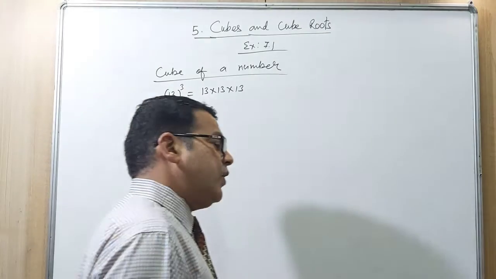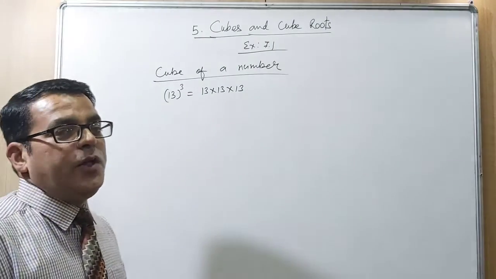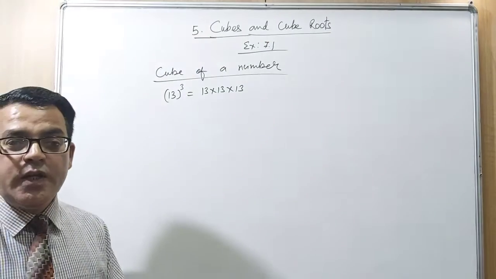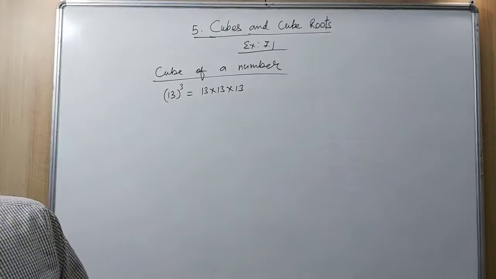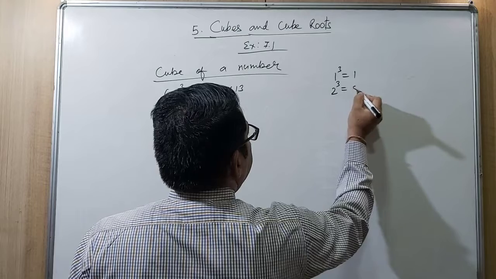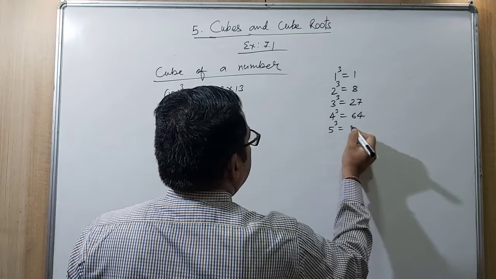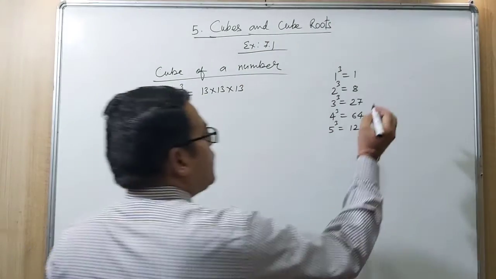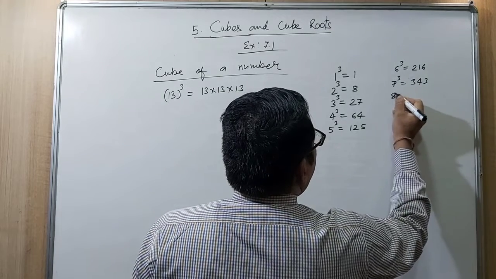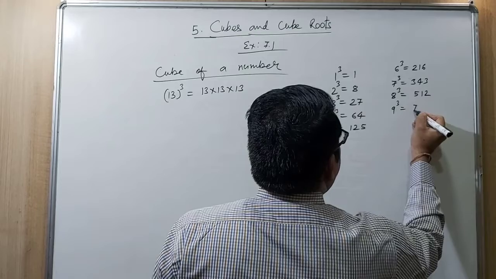And today I am going to tell you a very interesting trick, with which we can find the cube of any number. But before applying this trick, you must know the cubes of the numbers till 10. I am writing here. Just see here. Cube of 1 is 1. Cube of 2 is 8. Cube of 3 is 27. Cube of 4 is 64. Cube of 5 is 125. Cube of 6 is 216. Cube of 7 is 343. Cube of 8 is 512. Cube of 9 is 729.